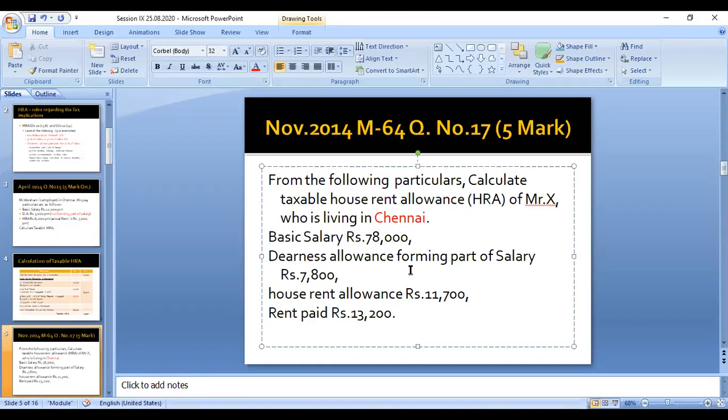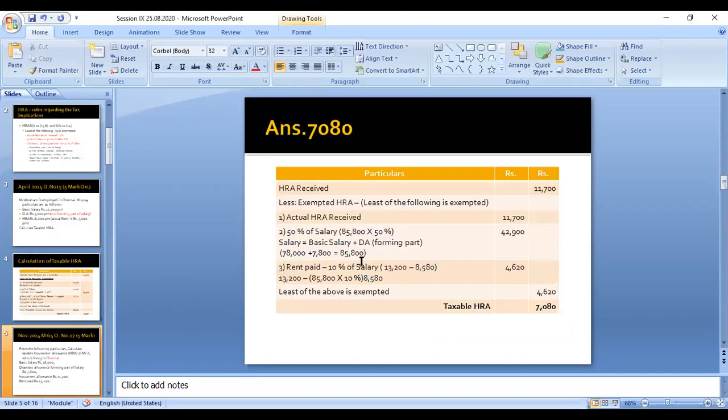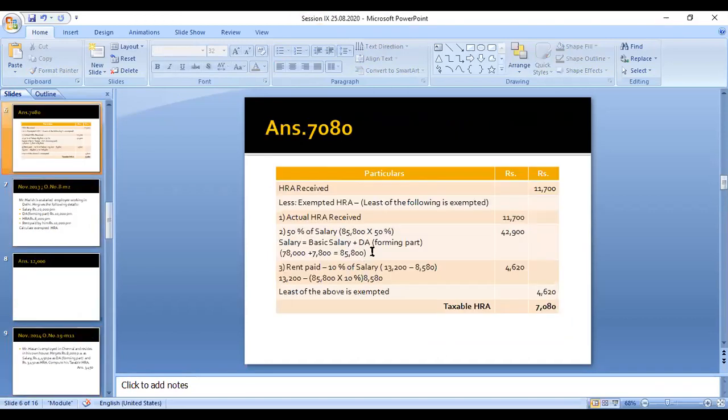Okay. So this is forming part of the salary. So for salary calculation, you have to take 78,000 plus 7,800. That is called 84,000. So 85,000. This is the amount we have to calculate here. Okay. Now if you understood this, you can move on to the next problem.